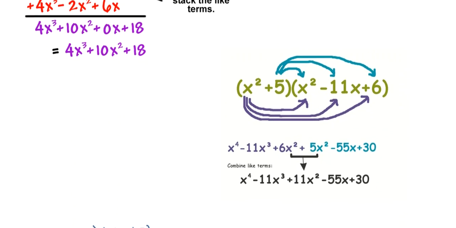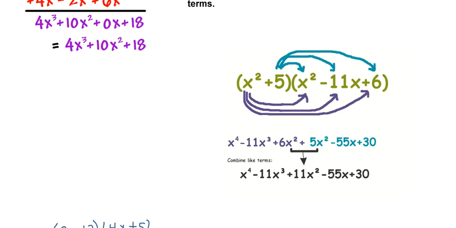Another method that you might use is the distributive property. That's what's happening here with the x squared plus 5, which is also a binomial, being multiplied by x squared minus 11x plus 6, which is a trinomial. X squared is being distributed and multiplied by each of the terms of the trinomial, and then 5 is being distributed and multiplied by each term of the trinomial. In that case, the terms tend to be written out horizontally, and so you have to recognize the like terms and combine them.